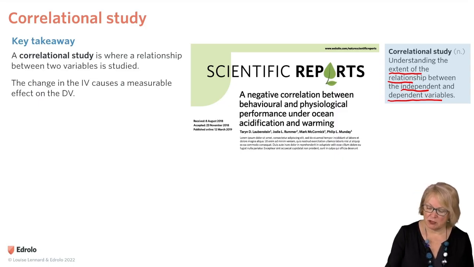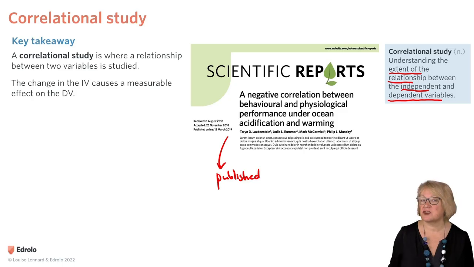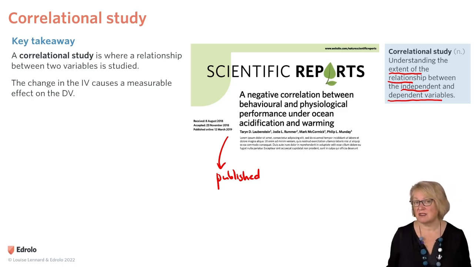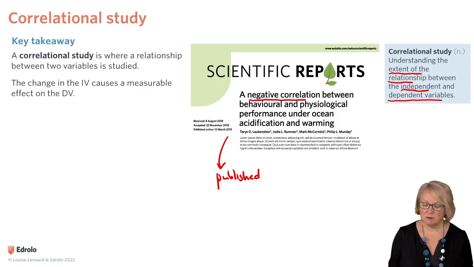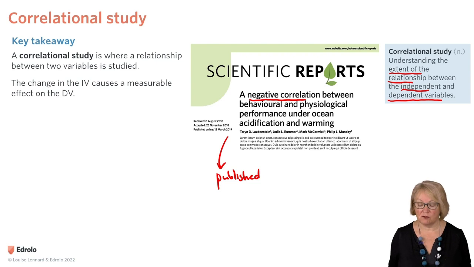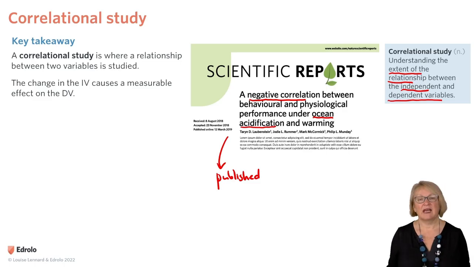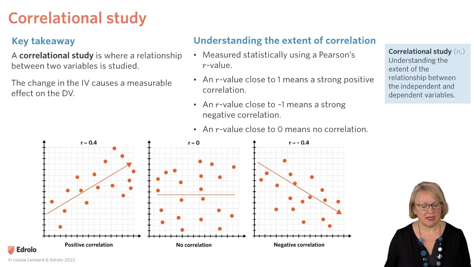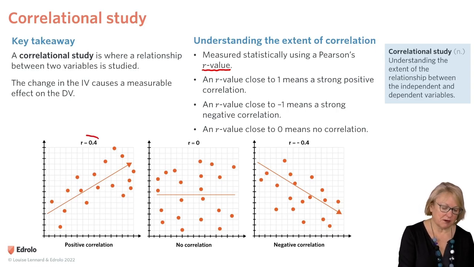And this is an example of a scientific report that's been published so that other researchers can read the results of the investigation and learn from them. And they found that there was a negative correlation between behavioural and physiological performance under ocean acidification and warming. And that's the purpose of the article. A correlational study actually looks at what we call a Pearson's R value. And here we've got a positive correlation.